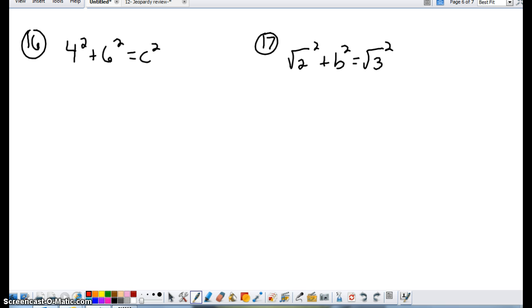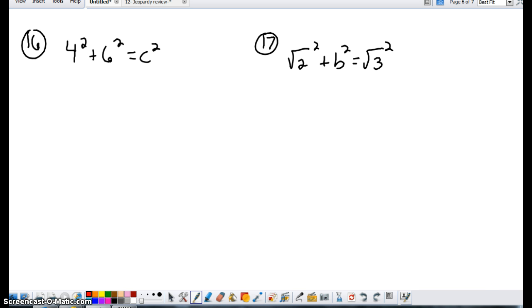So I gave you triangles for these. I already put them into the Pythagorean theorem here. Whenever you have a right triangle and you're solving for the sides, you can use the Pythagorean theorem. 16 and 17 are very similar in the sense that they give you two of the sides, you have to solve for the third one. 17 is a little more difficult because you have radicals, but really it's actually easier when you see what happens here.